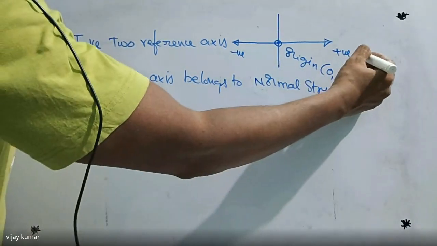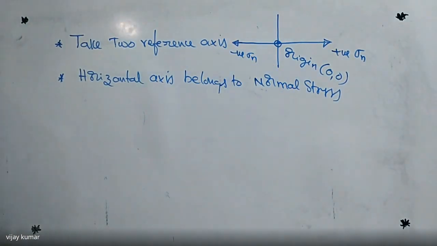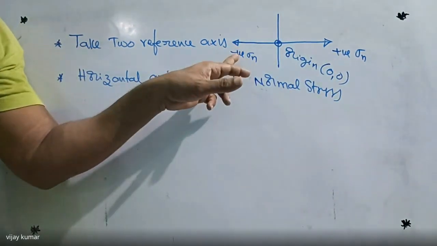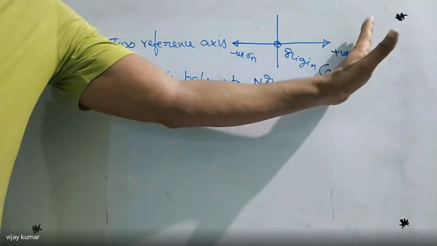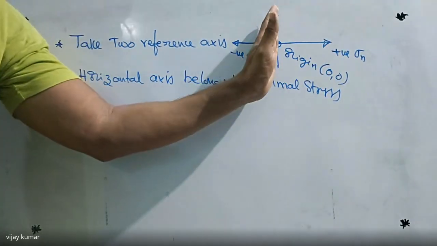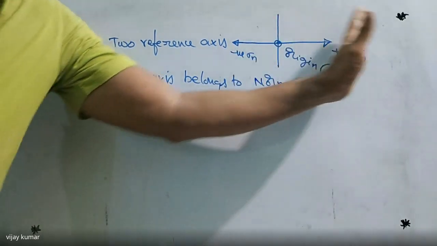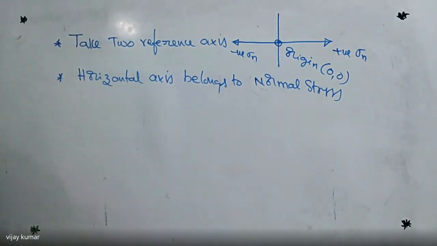So we are going to indicate normal stress here. Normal stress positive means tensile. Normal stress negative means compressive. So if you take all positive stresses here, all negative stresses here, all tensile forces are indicated in this direction, and all the compressive forces are indicated in this direction. Did you get my point or not?